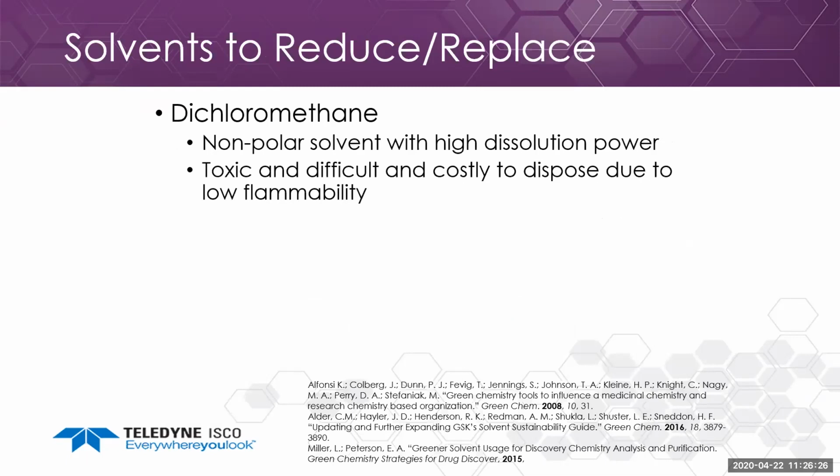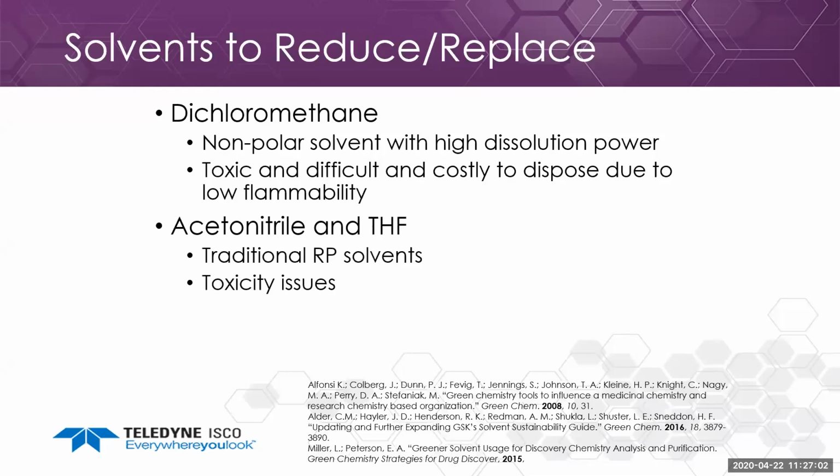Ultimately, though, one of the big solvents we're trying to reduce the use of is dichloromethane. It's a nonpolar solvent with really high dissolution power, so a lot of people like to use it for that reason. It's really good to help purify amines on silica, where it's commonly used with methanol and maybe with a modifier. However, it's toxic. It's difficult and costly to dispose of due to its low flammability.